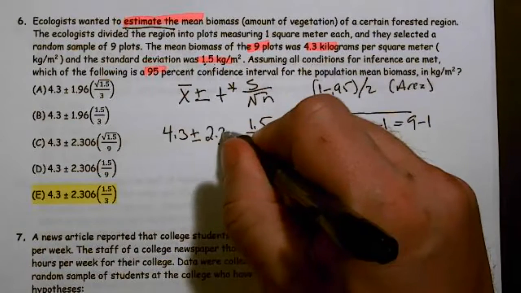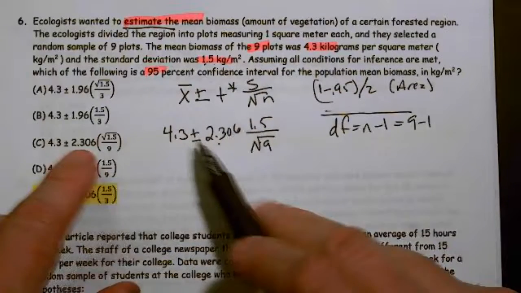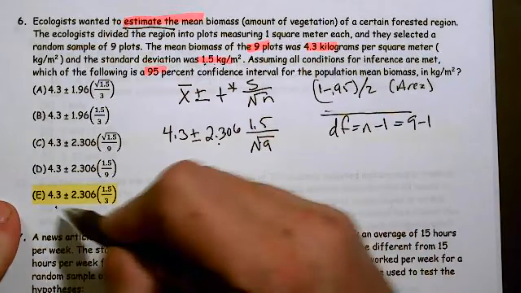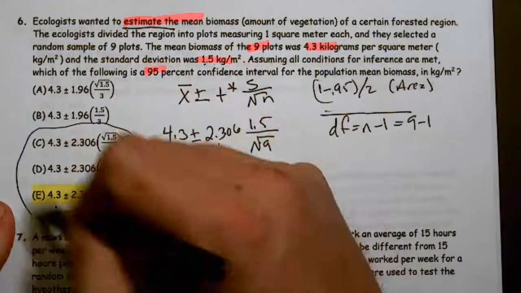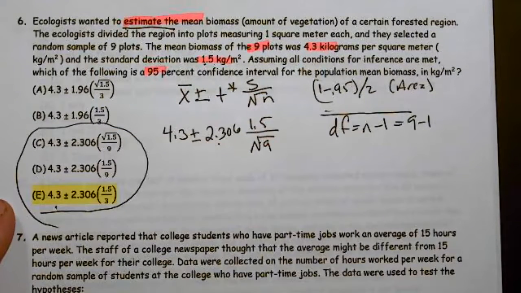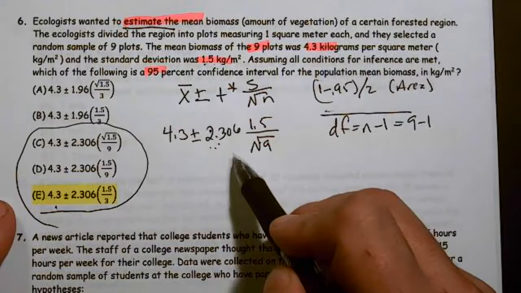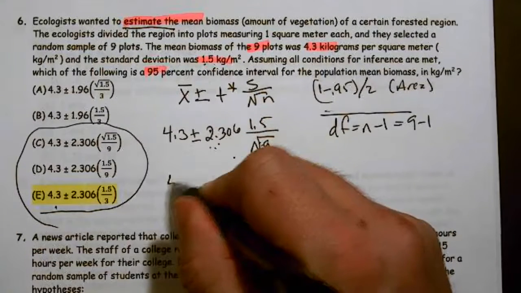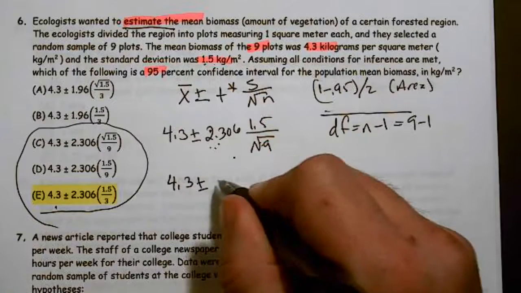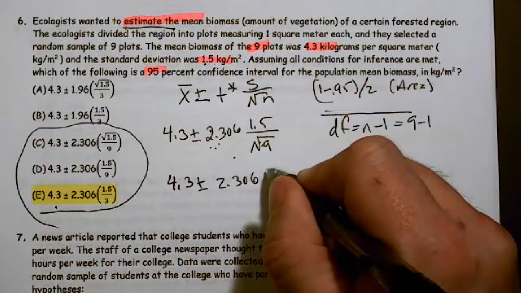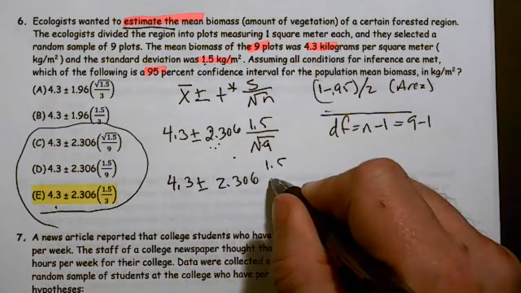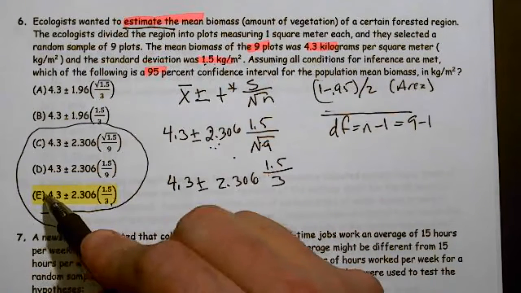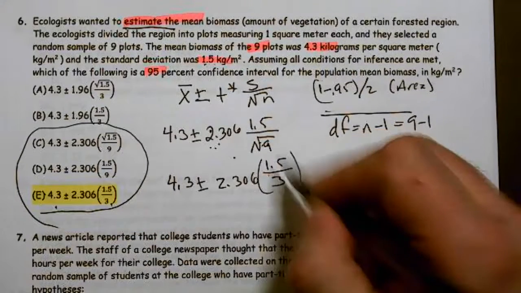So great, that should be my answer. So I start looking for that. Well, they all have 4.3, so that doesn't help me. Then I notice that these last ones have 2.306. Well, that's a good thing, but I still don't see 1.5 divided by the square root of 9. They're just being a little bit tricky math-wise. 4.3 plus or minus 2.306 times 1.5. What's the square root of 9? It's just 3. So consequently, my answer for number 6 is E. All right, because I just took the square root of 9.